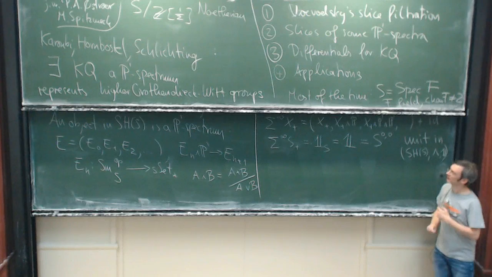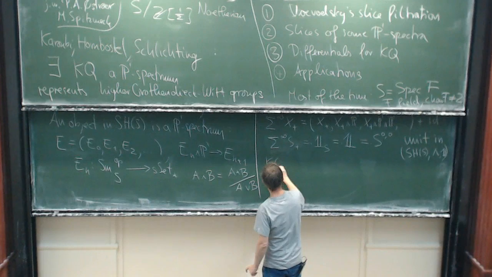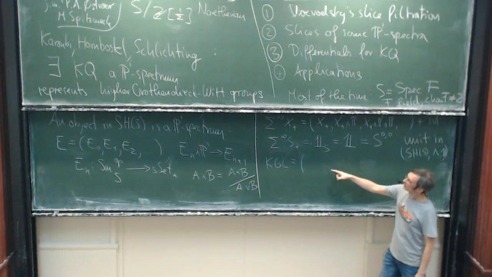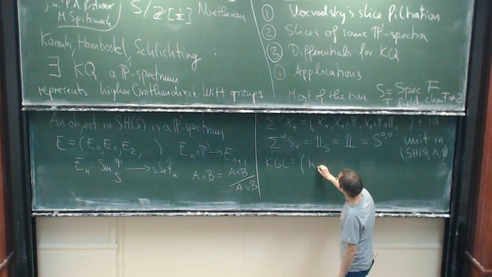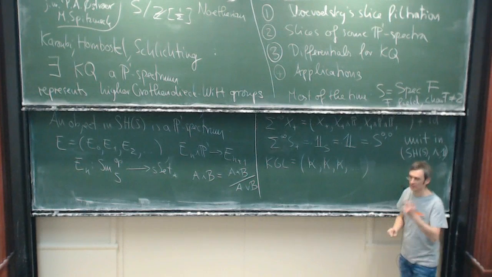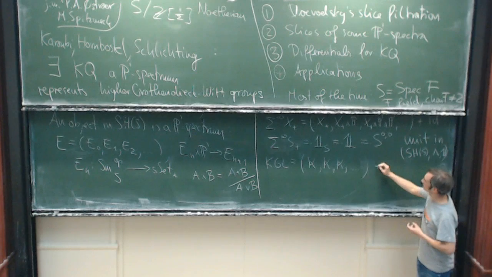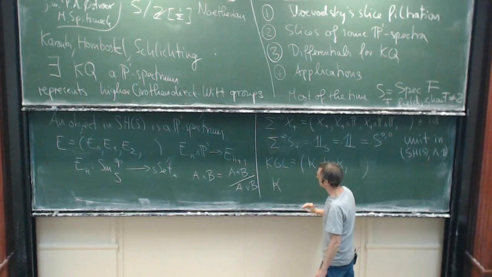I wanted to give you a more interesting example of a P1 spectrum. And actually, when you look at it, you will notice that it looks kind of constant because I'm going to write down the same thing here all the time. And then there is some structure map. Maybe I should explain this first. In some sense, you have seen this already in Marco Schlichting's talk.